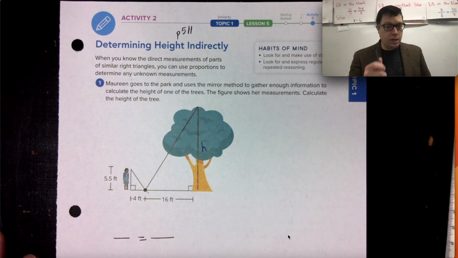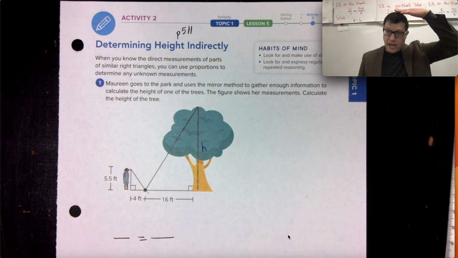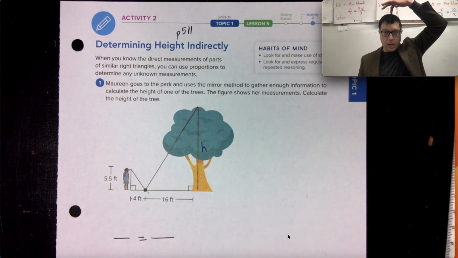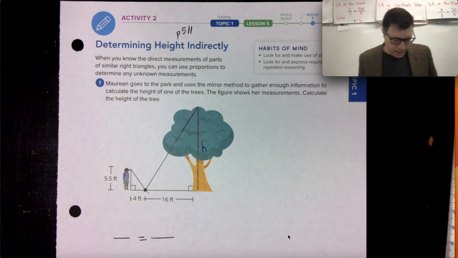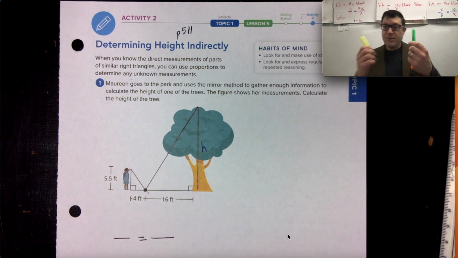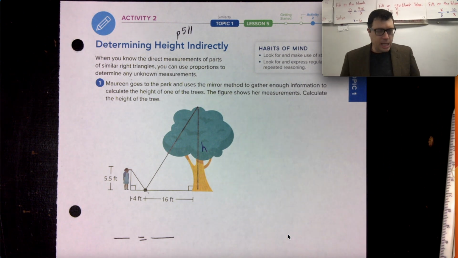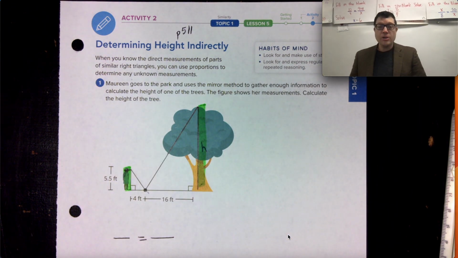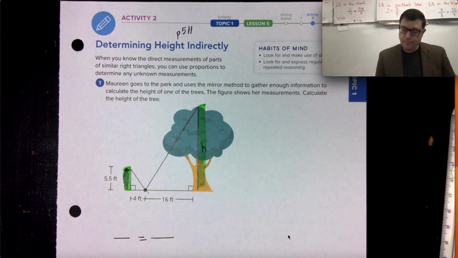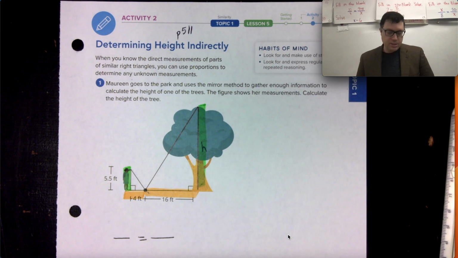Now, again, I'm going to argue this 5.5 should be where her eye height is, not the top of her head, because that's not the part that's going to be using her eyeballs to see. But you know, that's a picky point from me. What we do need to do is recognize that if there are corresponding sides, we should highlight them the same color. And I believe, keeping it consistent, this will be highlighted green, just like this will be highlighted green. The height of the tree and the height of Maureen should be the same. And then the distance along the ground from the tree to the mirror and the distance from Maureen to the mirror should also be highlighted orange because they're meant to be the same.